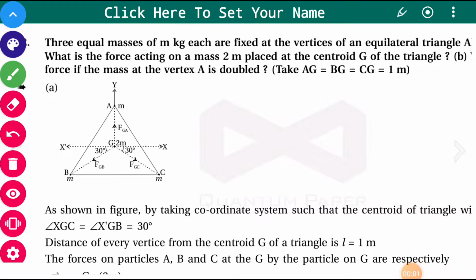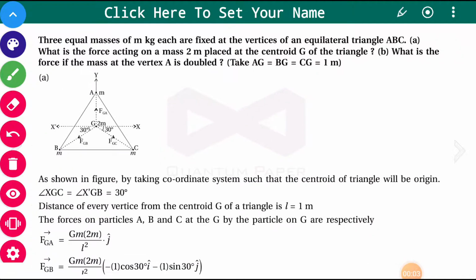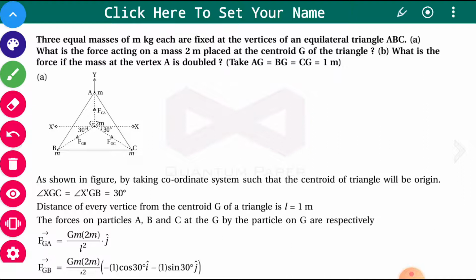Today we are going to discuss the different illustrations of chapter number 8. Three equal masses of m kg each are fixed at the vertices of the equilateral triangle ABC. What is the force acting on mass 2m? Mass 2m is placed at the centroid G of the triangle. What is the force if the mass at the vertex A is doubled?